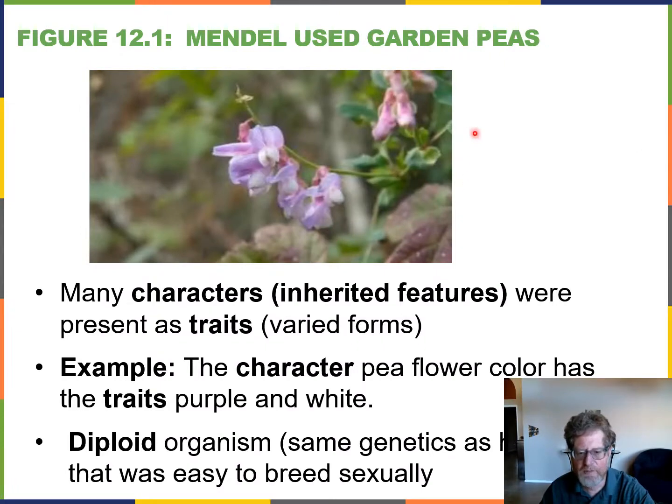Mendel used the common garden pea. It turns out peas are a diploid organism, just like humans. So if you understand pea genetics, you understand human genetics.